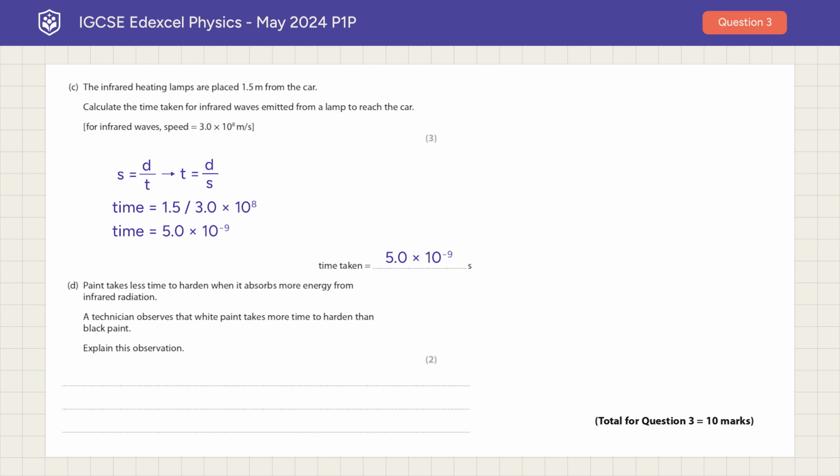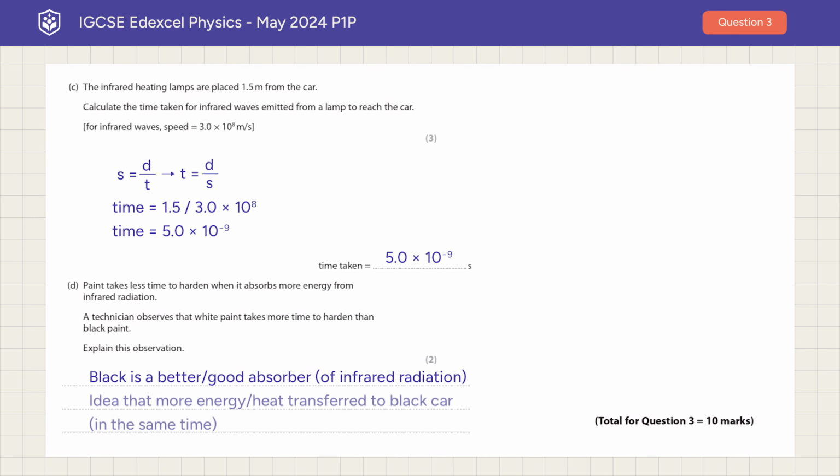Then part D asks us to explain why white paint takes longer to harden than black paint. This is because black is a good absorber of radiation, whereas white is a good reflector. Because black absorbs more energy per unit time, it hardens faster.